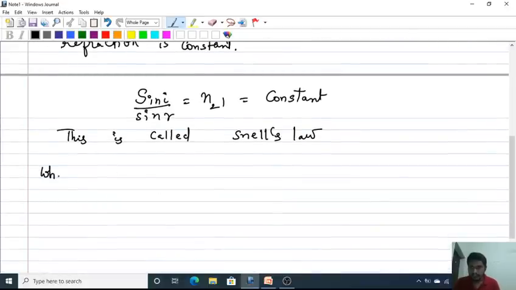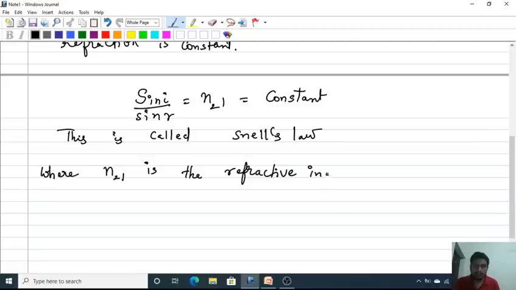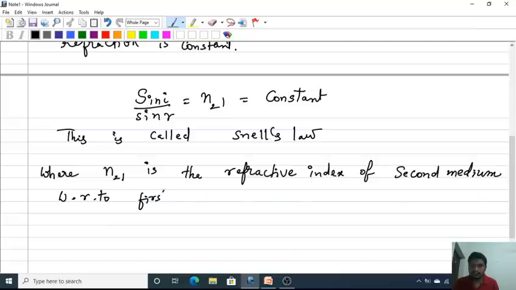where n21 is the refractive index of the second medium with respect to the first medium. This is Snell's law.